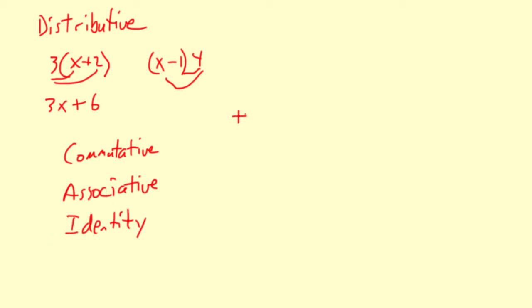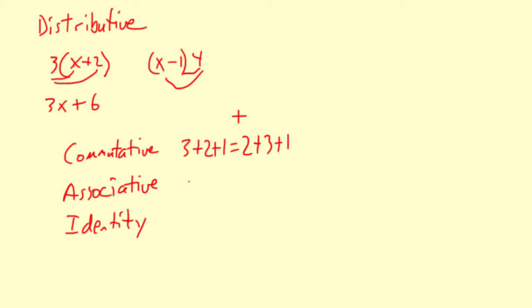And I'll put a plus up here for addition. So commutative property of addition, what that means is you can move the order of the numbers when you're adding and it doesn't matter. So for example, 3 plus 2 plus 1 is equal to 2 plus 3 plus 1. Okay, so with addition you can change the order of the numbers and it will always end up being equal.